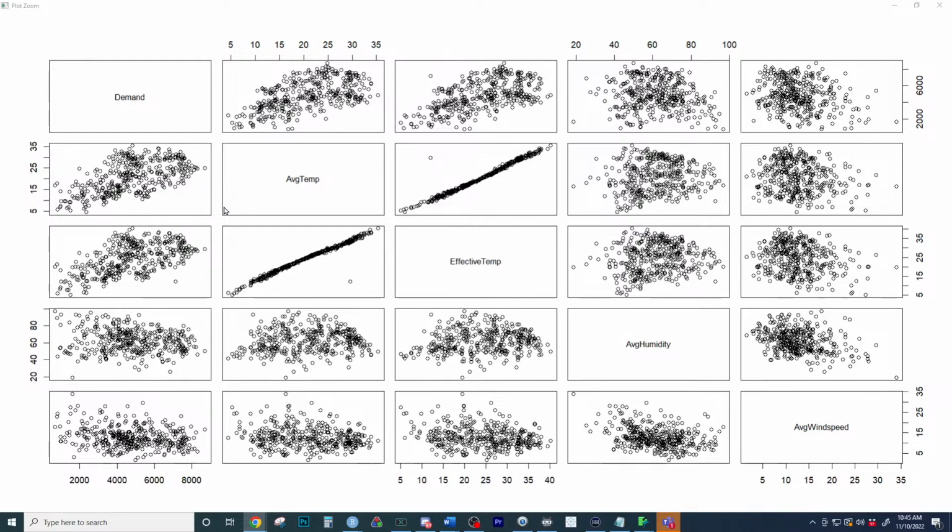Think about this. Average temp and effective average temperature sound a lot like what? Now we see that they're very similar, just the wording: average temp, effective temp. They sound a lot like what? Just thinking about it, average temp, effective temp.